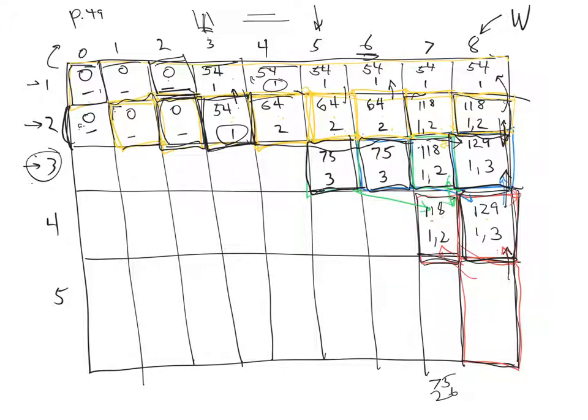So we have 118 plus 12 is 130. So the 130 beats this 129, so our final answer is 130 using these two items, 1 and 2, combined with item 5. So that's our final result. We can use items 1, 2, and 5, giving us a profit of $130. So that concludes this little part of the video.